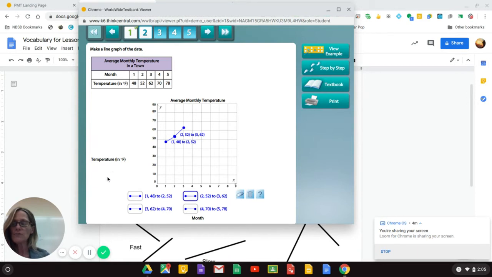The next one I'm going to use is, okay, nice job. I'm going to use 3, 62 to 4, 70. So 3, and I'm going to move it to 4, 70. And then the very last one I'm going to do is the 4, 70 to the 5, 78. So I click here and I move it up to 5, 78. And so we could say that we could see the temperature is changing pretty dramatically over the months. It starts down here in the high 40s and it ends up here in the 80s. We had a pretty fast increase in temperature over these 5 months.